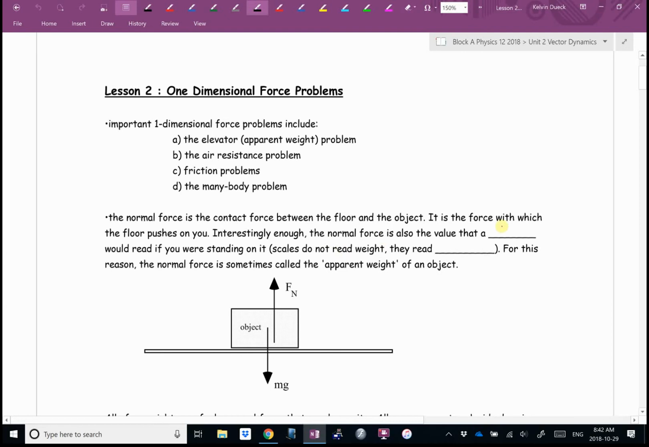So the normal force is also the value that a scale would read if you were standing on it. Scales don't read mass. They don't read weight. They read normal force, which means on a test, when I ask you to tell me what a scale is reading, which force am I really asking you to find? Normal force. That's a hint, by the way. You're going to have a question like that.